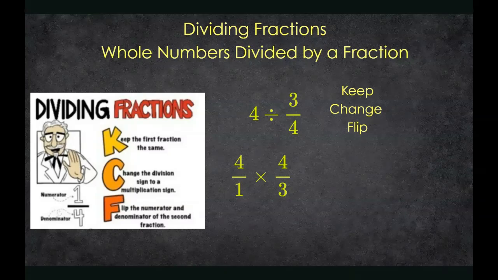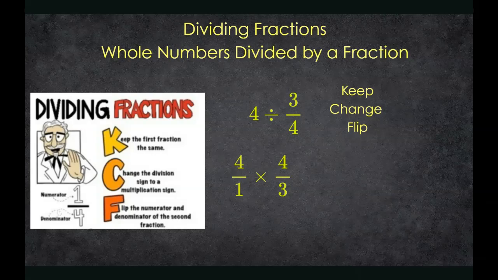Now notice how I wrote my 4. I wanted to also make 4 a fraction, so I know 4 is a whole number. Any whole number that we have, when we make it a fraction, it has to go over 1. 1 is going to be the denominator. So 4 as a fraction will be 4 over 1. I changed the division symbol to multiplication, and then I flipped 3/4 to now 4/3.